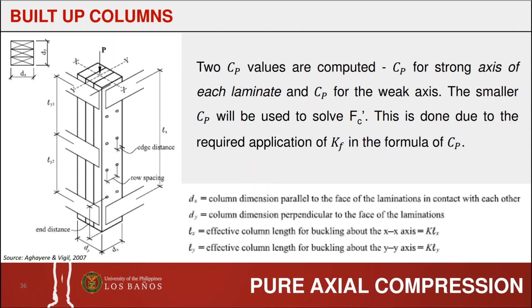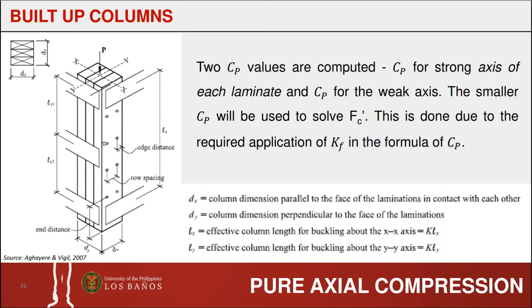In case of built-up columns, we will still follow the same procedure. However, for the value of C sub P, we have two values. One C sub P for the strong axis of each laminate, and another C sub P for the weak axis. So the smaller value of C sub P will be used to solve for F sub C prime. So this is done due to the required application of K sub F in the formula of C sub P.